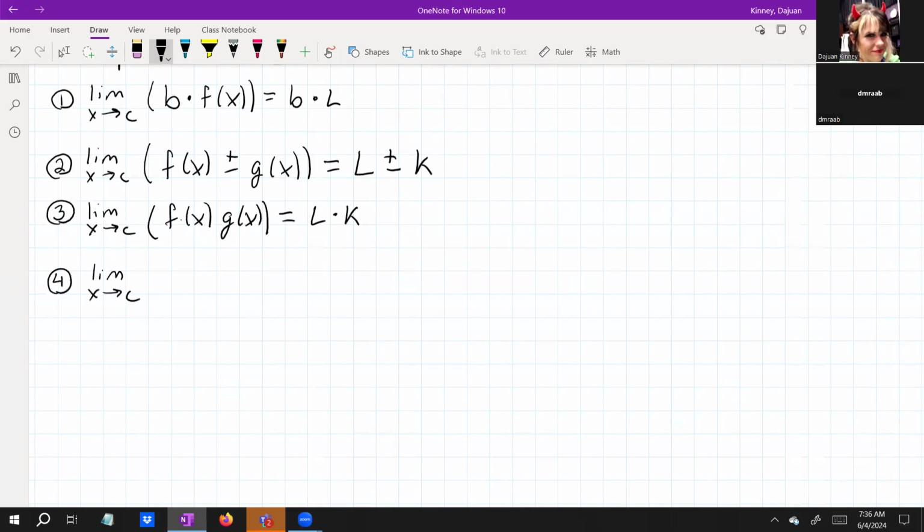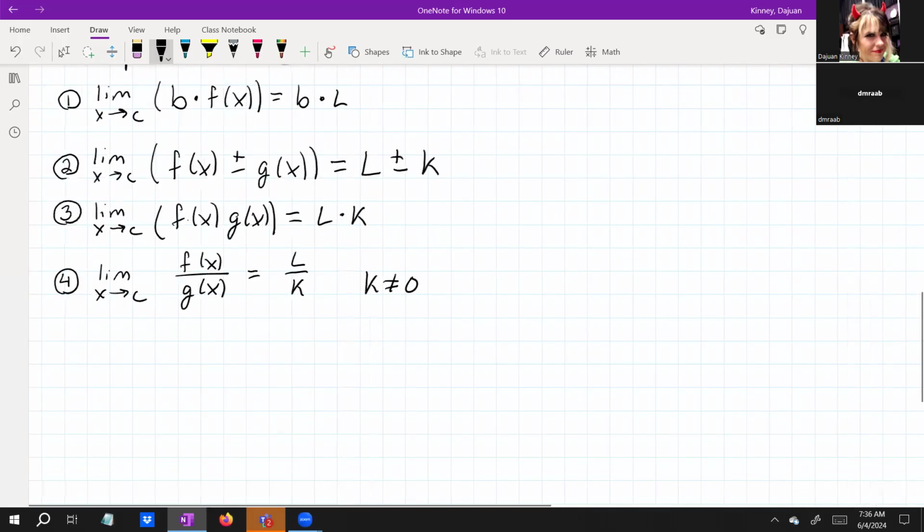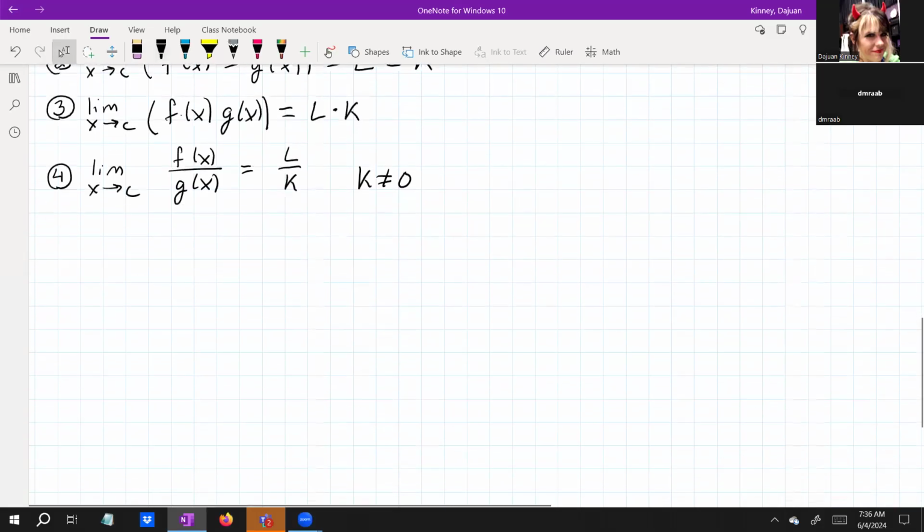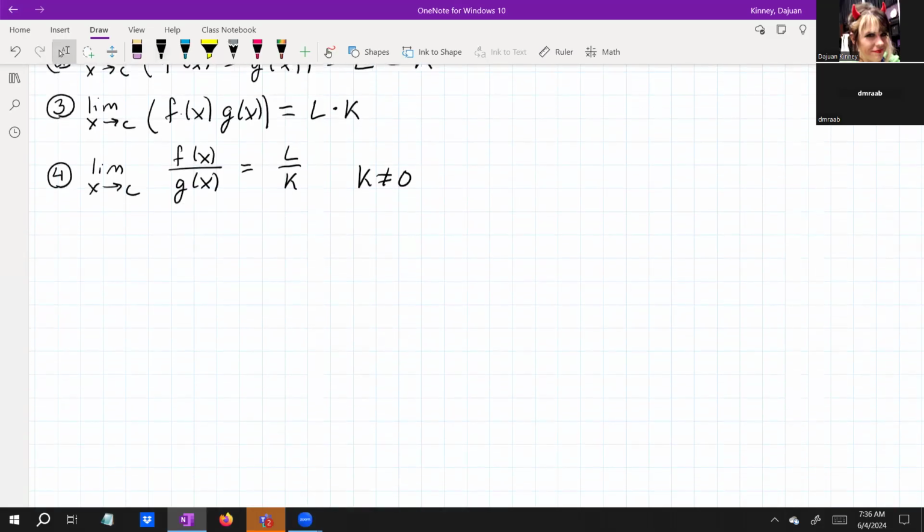Then if we divide, mostly works like we want it to. This is where things get a little dicey. We'll deal with a lot of these. As long as your k isn't 0, we can divide our limits. The problem is sometimes it is 0.